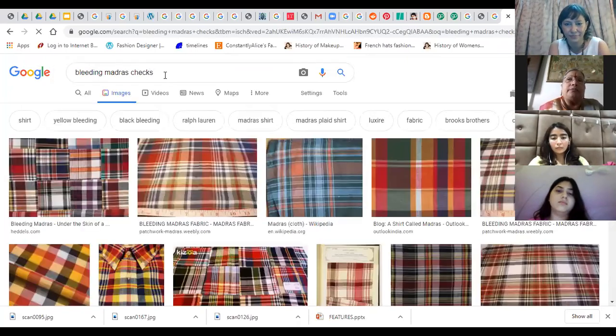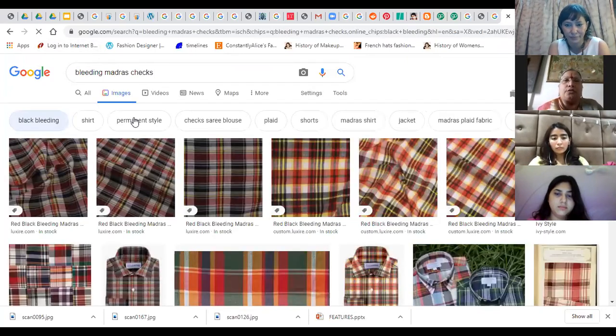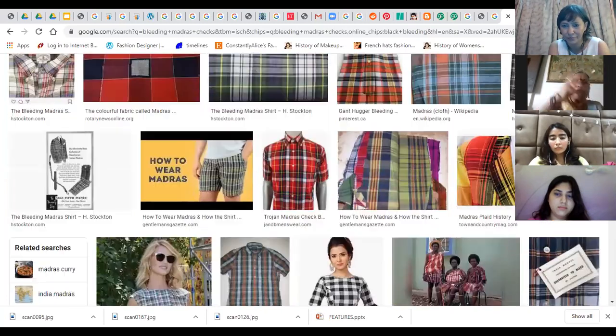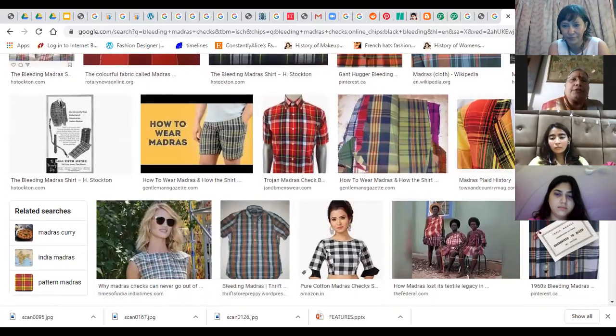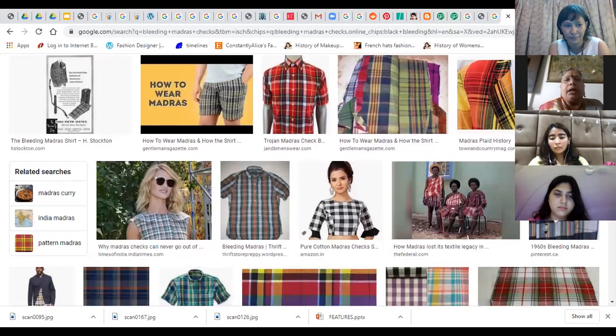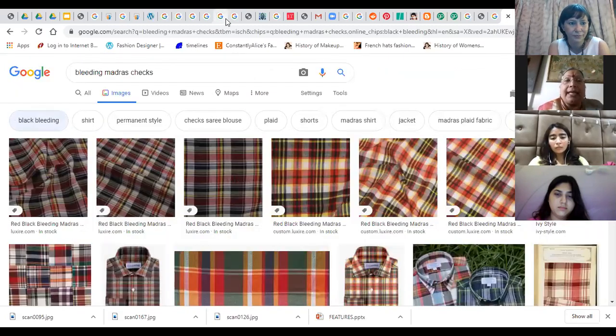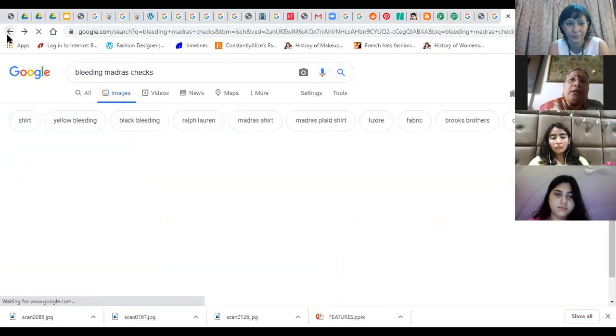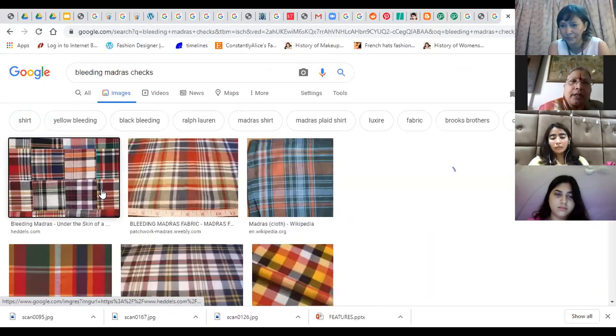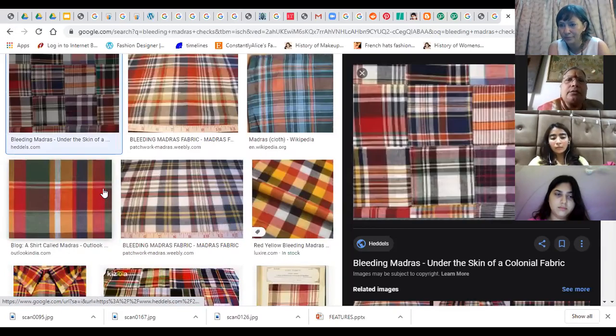So one of the very important, can you see? But these are not bleeding madras. Bleeding madras is when the color actually bleeds. They make sure that the kacha color is used, and then it is supposed to bleed while you wash. So it will take on a different character after you wash it. But what I'm trying to say is all these are pre-loom stage textiles. Does it make sense to you?